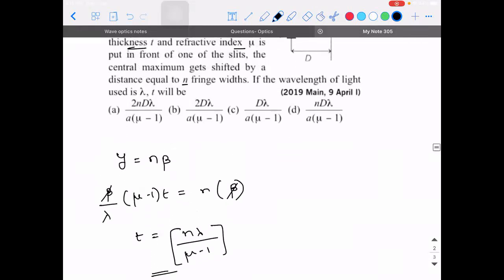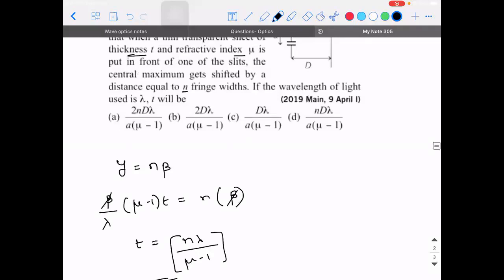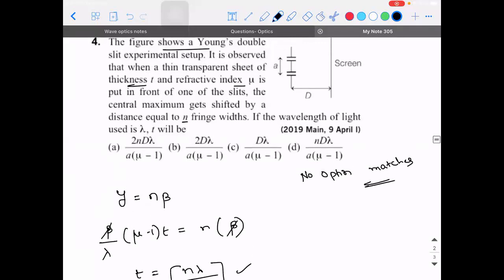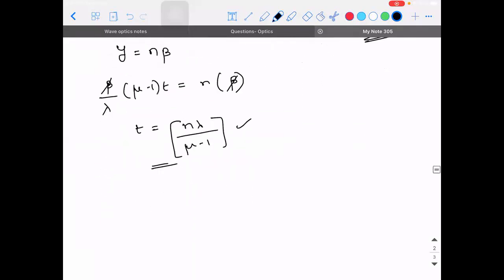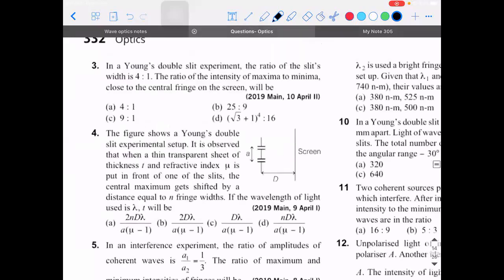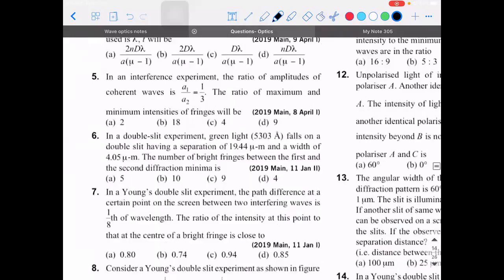This should be the answer, but there is no option. Guys, I hope you understood. Yes or no? Yes, sir. Okay. Try the next one.